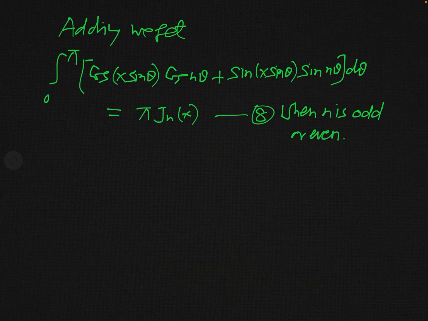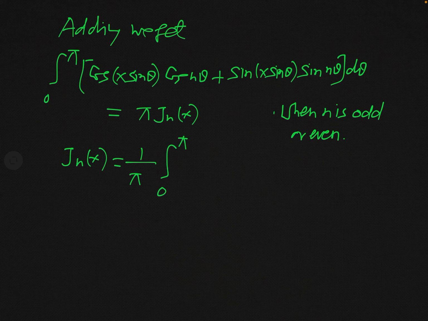So actually this is the integral form of the Bessel function, and let us simplify this result one step ahead. Let us see here. You can say from this result that Jn of x will be equal to 1 over pi integral 0 to pi.